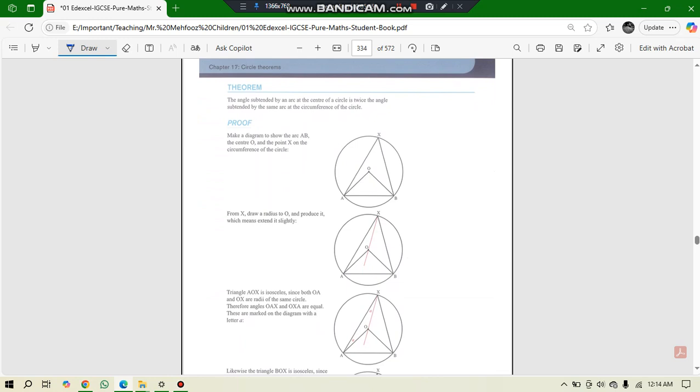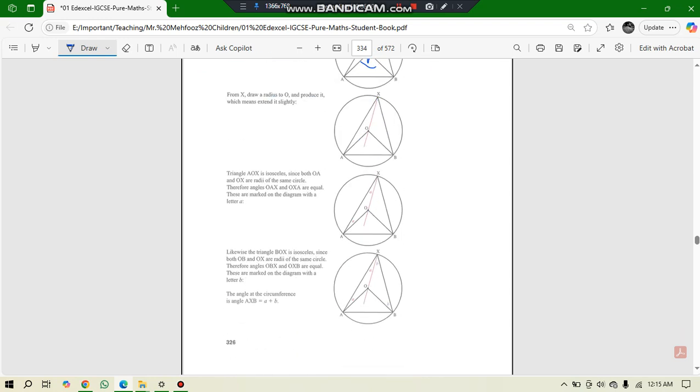We can also refine the statement as: the angle subtended by an arc at the circumference of the circle is exactly half of the angle subtended by the same arc at the center of the circle, right? So now we have to find the proof. Make a diagram to show the arc AB, the center O and the point X on the circumference of a circle. So we make a diagram in which a chord AB, arc AB, angle AOB and angle AXB, right? After that we join X to O. From X draw a radius to O and produce it, which means extend it slightly.